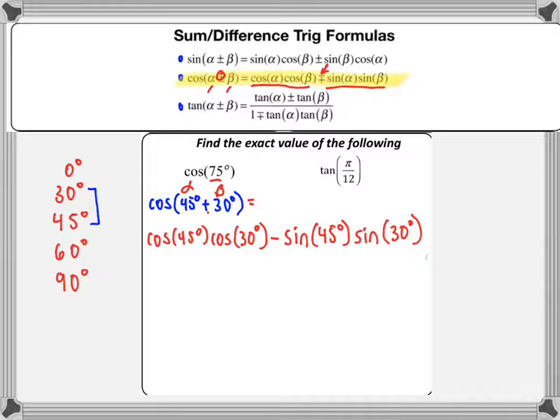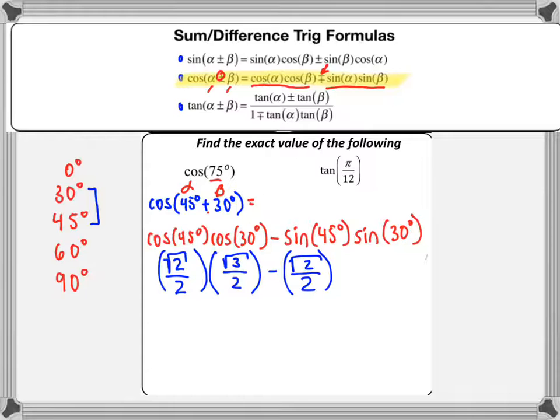Now we're able to easily knock these things out using what we know about trigonometric ratios. Bringing this down, the cosine of 45 degrees is root 2 over 2. The cosine of 30 degrees is, and I'm just going to set these off with some parentheses, root 3 over 2, minus cosine of 45 degrees, which is root 2 over 2, times the sine of 30 degrees, which is 1/2.